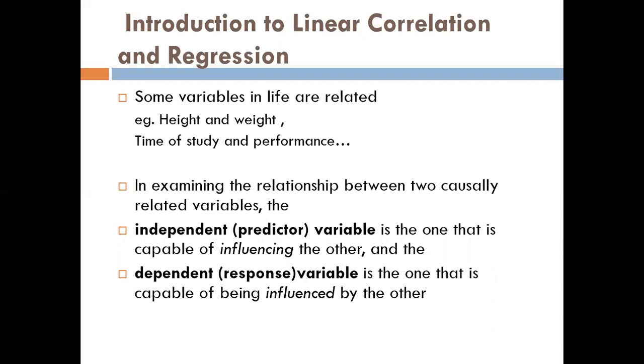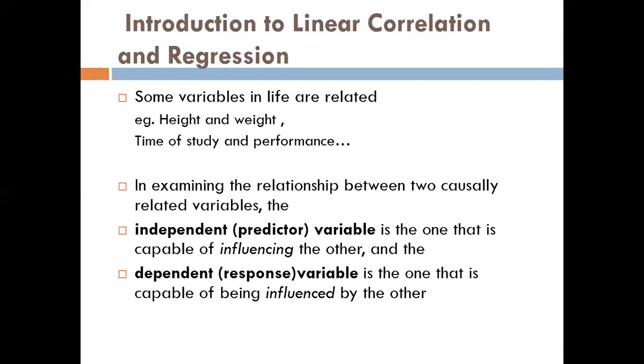And in life, a number of variables are related. For example, height and weight, time of study and performance, weight and speed, and several other variables. So correlation analysis helps us to identify the type of relationship among variables, and also the measure of this relationship, and also the direction of the relationship among the variables.